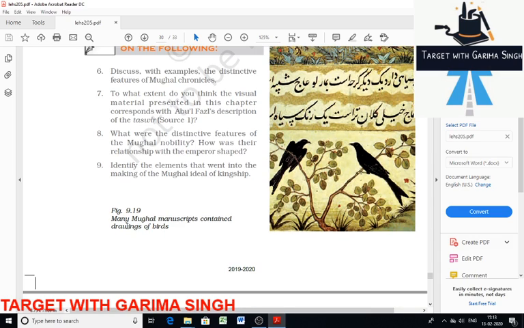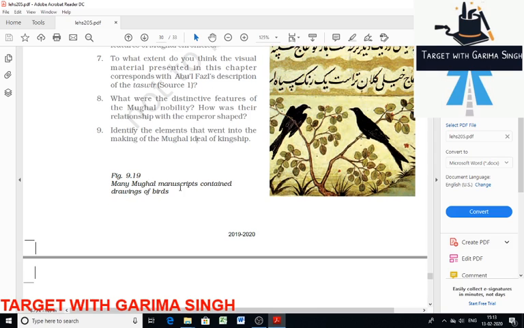The ninth question is: identify the elements that went into the making of the Mughal ideal of kingship. According to the Akbar Nama, Abu Fazl said Mughal kingship is the highest station in the hierarchy of objects receiving light emanating from God. According to this idea, there was a hierarchy in which divine light was transmitted to the king, who then became the source of spiritual guidance for his subjects.